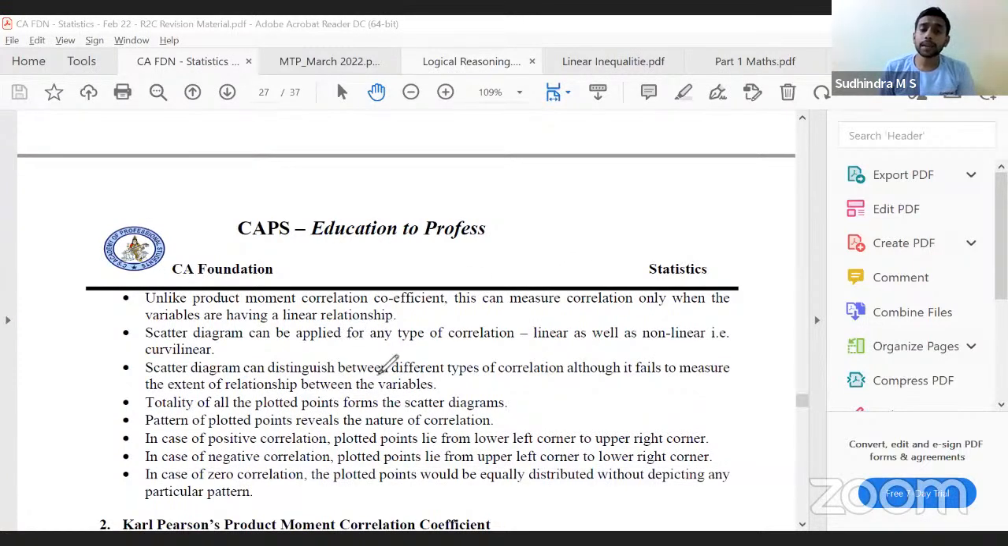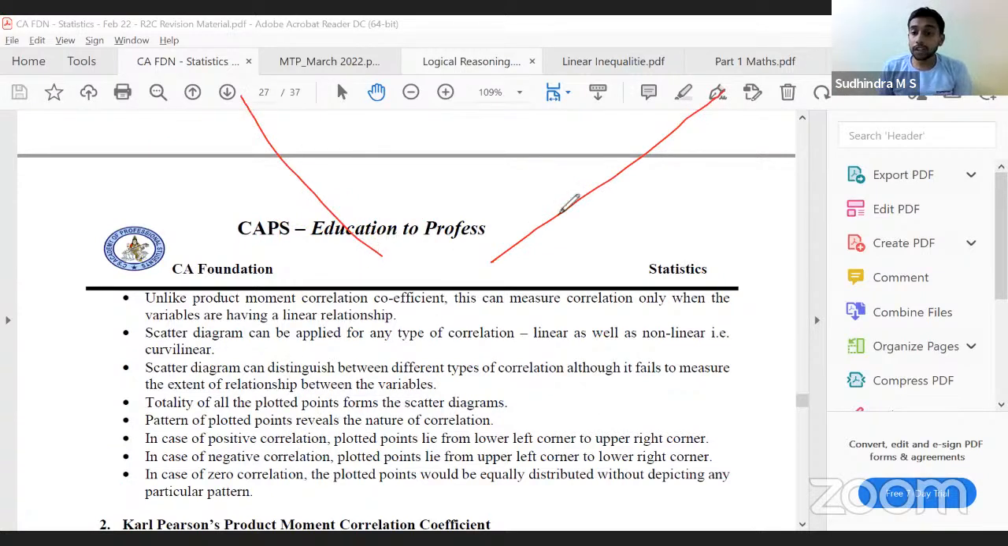Scatter diagram can distinguish between different types of correlation, although it fails to measure the extent of relationship. The pattern reveals the nature of correlation. In case of positive correlation, the pattern would be from lower left to upper right. In case of negative, it is from upper left to lower right. This can be asked. So the plotted points are from lower left to upper right. What is the nature of correlation that we have? So it is positive. If it starts from upper to lower, then it is negative. Easy to remember: rising means positive, falling means negative.